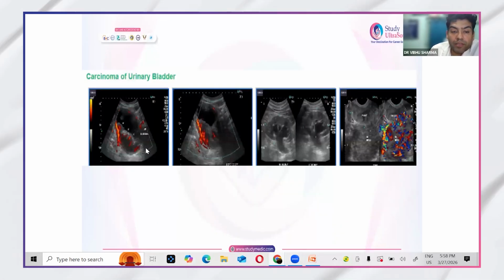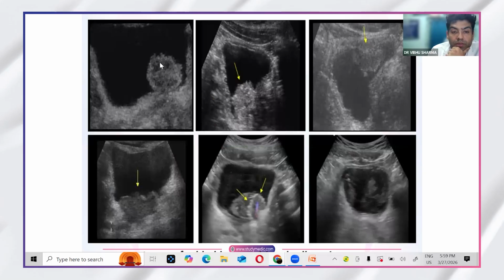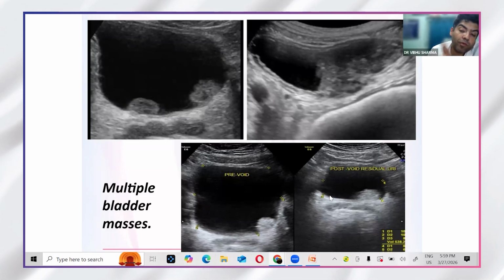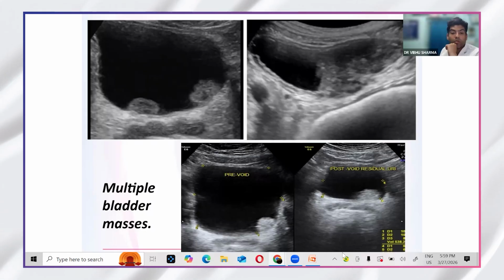Again, you can see this is a vascular mass within the bladder lumen, causing obstruction at the VUJ level with subsequent right-sided hydroureteronephrosis. Again, this is a carcinoma. You can see a big mass within the bladder lumen, showing vascularity. There can be more than one mass, there can be multiple masses, and always go for a post-void residue, pre-void and post-void. Then you can know whether it is causing any obstruction or not.